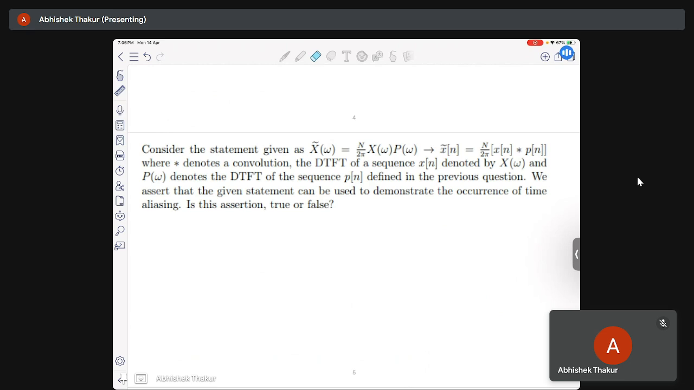Consider the statement given as X tilde of omega is equal to N by 2 pi X of omega convolved with P of omega, that is, x tilde[n] is equal to N by 2 pi x[n] multiplied by p[n]. X of omega denotes the DTFT of sequence x[n] and P of omega denotes the DTFT of the sequence p[n]. The given statement can be used to demonstrate the occurrence of time aliasing. Is this assertion true or false? Previously we found P of omega equal to the impulse train.